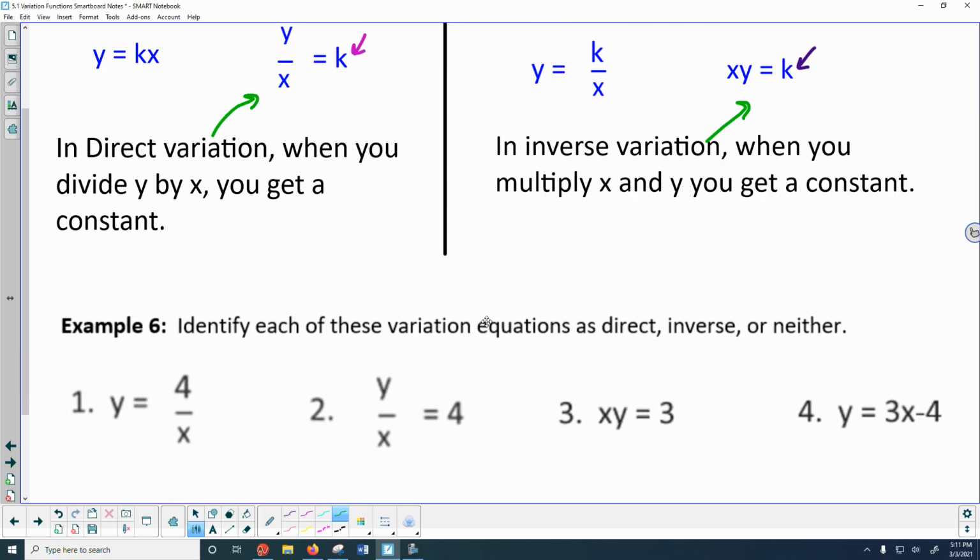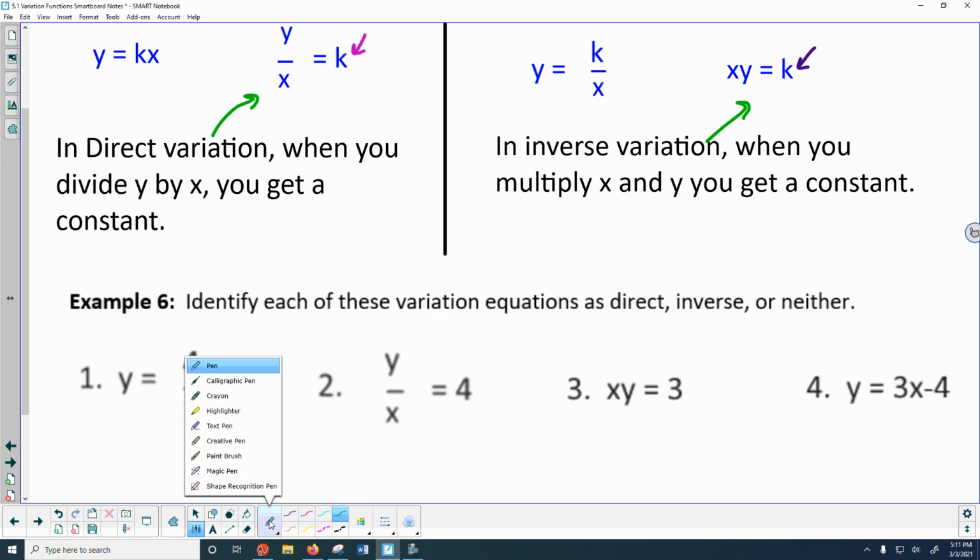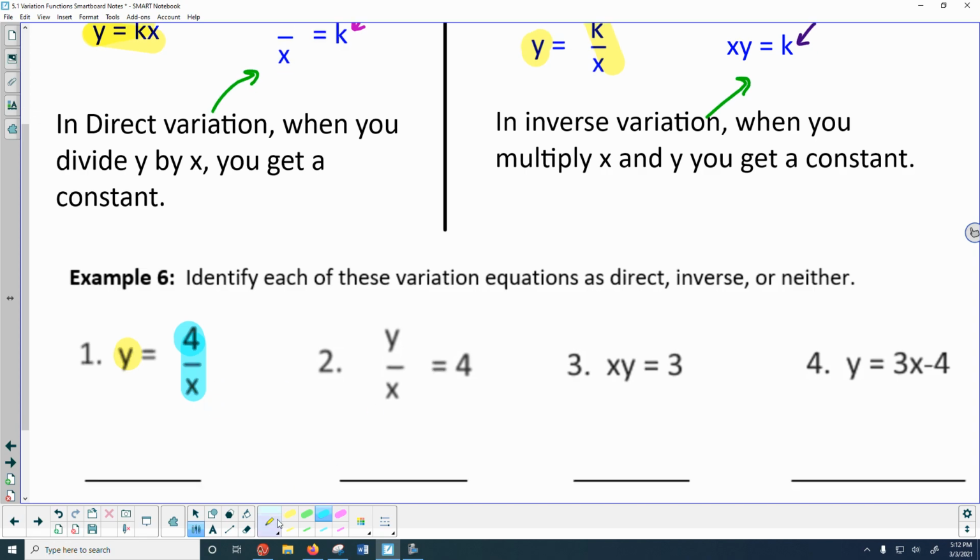So for example 6, I just want to identify just from the way it looks, is this going to be direct, inverse, or neither? Well, in number 1, y is solved for, so we're going to say, does this fit y equals k times x, or k divided by x? Well, this has a number 4, and it is divided by x, so this one is going to be inverse variation. And not that it's asking us for it, but it might be helpful just to say the k value here would be 4. I do recognize it's inverse.